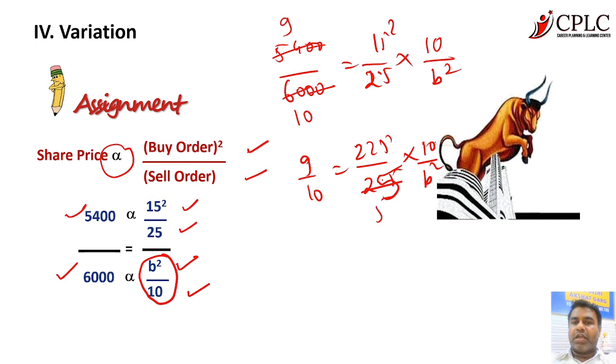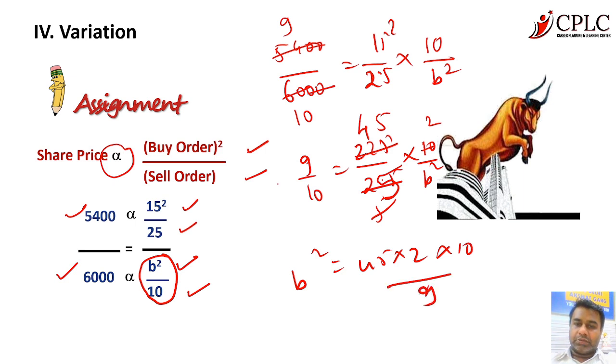So 5 fives are 25, 5 fours are 20, 5 nines are 45. So 45 into 2. Okay, so now let's form the equation. b square is equal to 45 into 2 into 10 upon 9. Okay, so what will this come out to finally? 45 into 2 is 90, 90 into 10 is 900. So 900 divided by 9 is nothing but 100. So b square is 100.